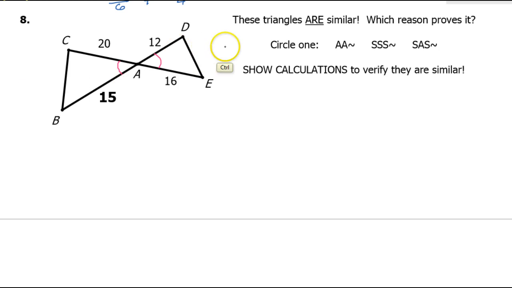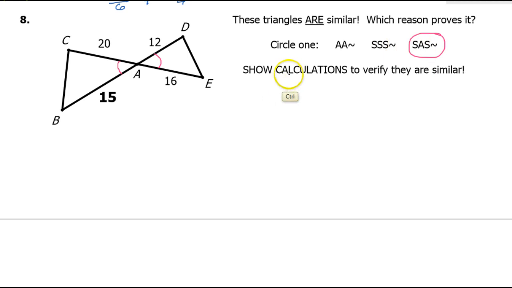We don't have any other sides. We don't know the lengths of either of these sides. We only have 2 pairs of sides. So it cannot be side-side-side similarity. All right, it takes 3 sides for that. So it's going to have to be side-angle-side similarity. We already know they are similar, and so that's the only one that's possible.